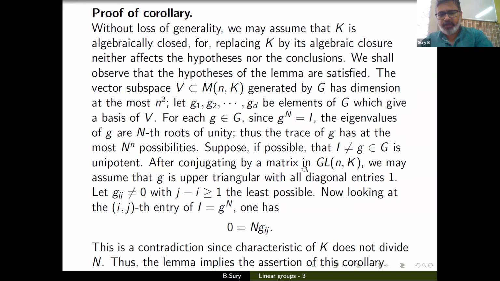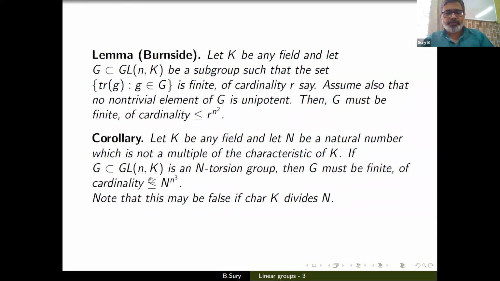So let's prove the corollary. A subgroup of GL_n(K) where every matrix to the power N is identity, so the order of that matrix will divide N. Then we want to say G must be finite automatically. Somewhere we'll use this characteristic condition, basically to show that there are no elements which are unipotent. And then you'll apply Bernstein's lemma to prove this.